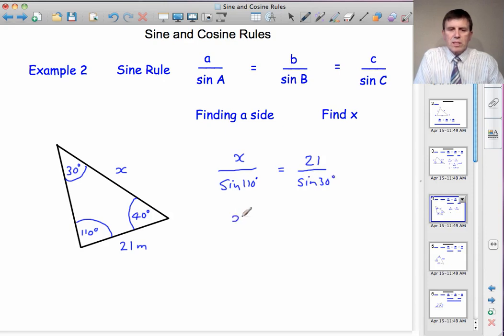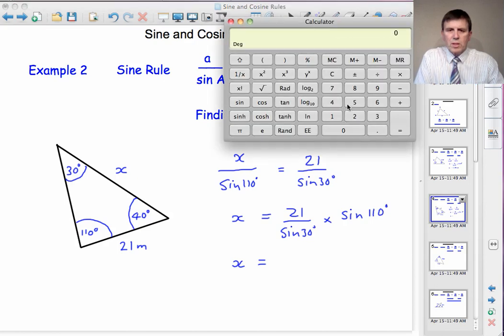Now to get x on its own, I simply multiply through by sine 110 degrees. So we get 21 over sine 30 multiplied by sine 110. So x is equal to 21 divided by the sine of 30 multiplied by the sine of 110. And that gives me 39.47.